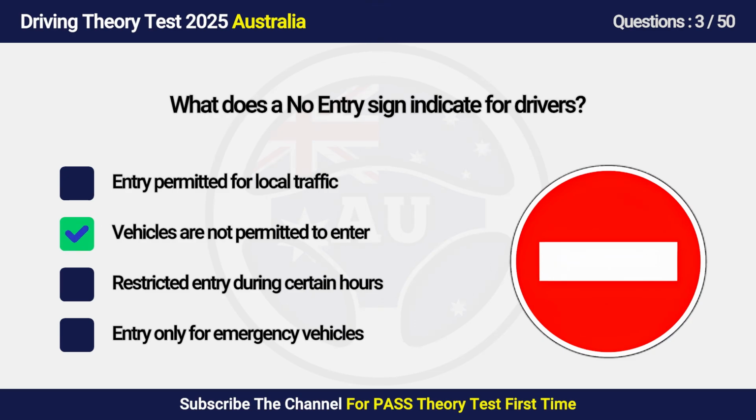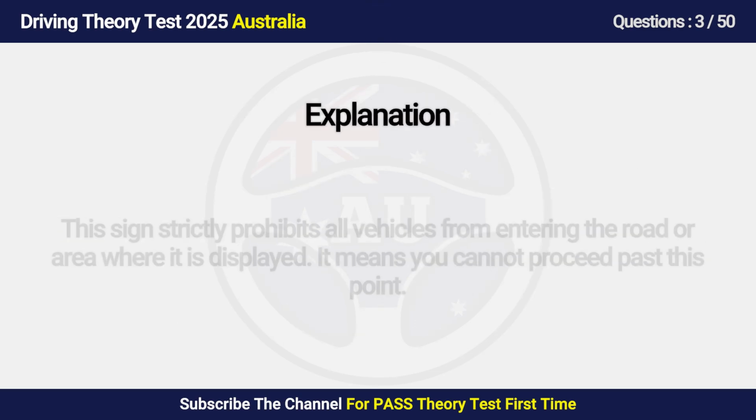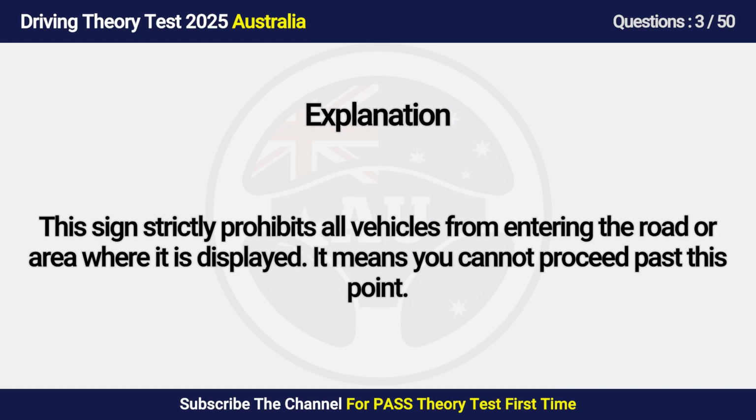Answer is B. Vehicles are not permitted to enter. This sign strictly prohibits all vehicles from entering the road or area where it is displayed. It means you cannot proceed past this point.